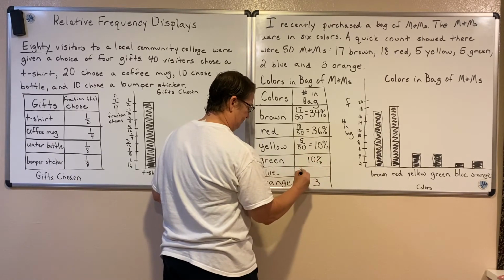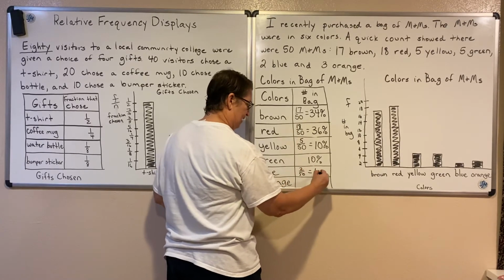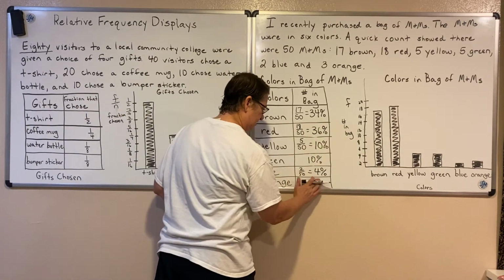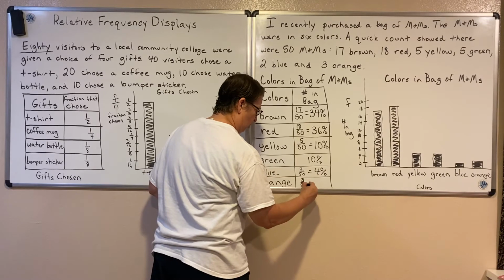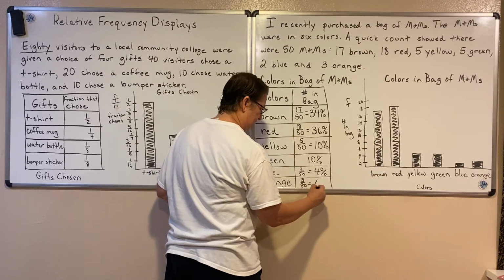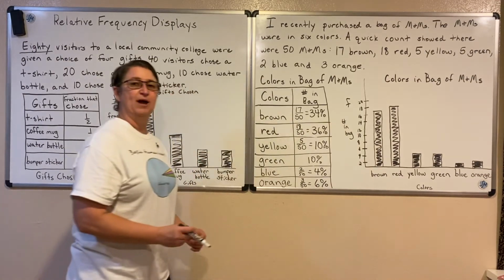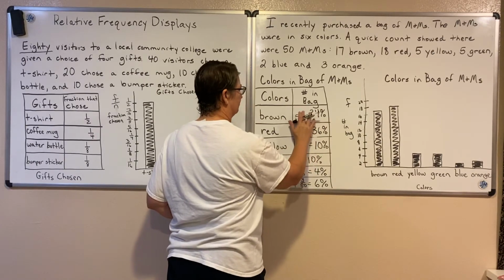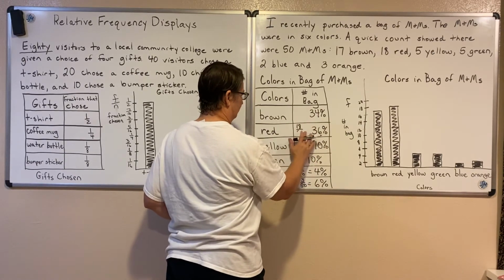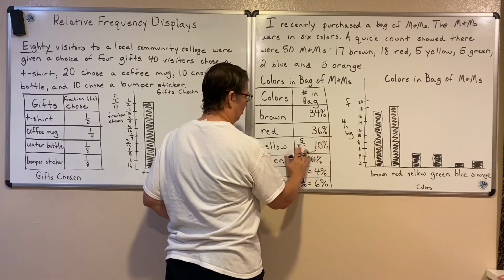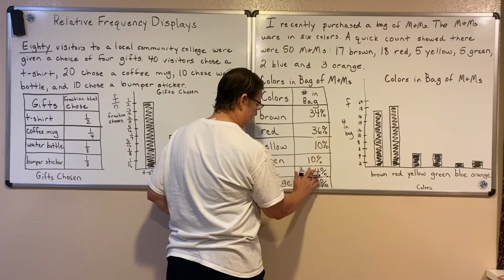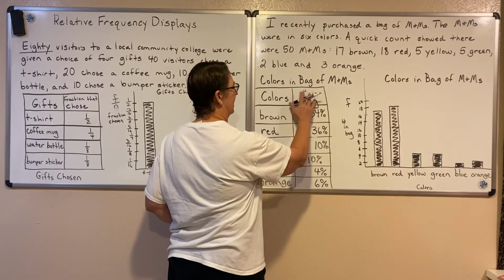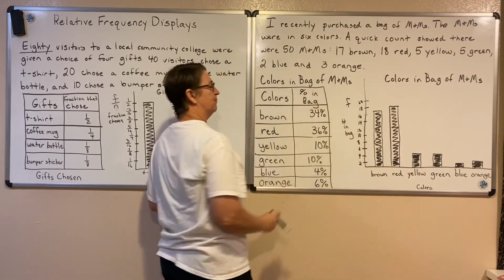2 out of 50, multiply the top and the bottom by 2, and you get 4%. And last but not least, 3 out of 50, multiply by 2, top and bottom, and you get 6%. So 6% of my bag was made up of orange M&Ms. So to show that relative frequency display, I'm going to show it in percents. I just took each one of those and put them over the total number of M&Ms that there were, changed those into percents, and now my label needs to say the percent of each color in a bag.